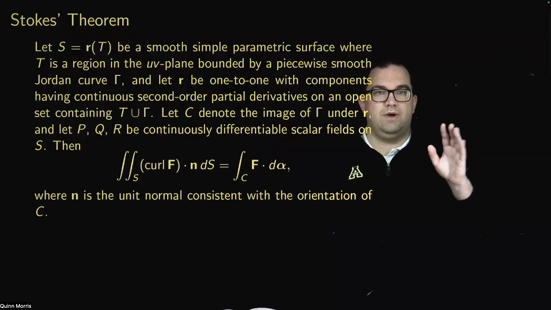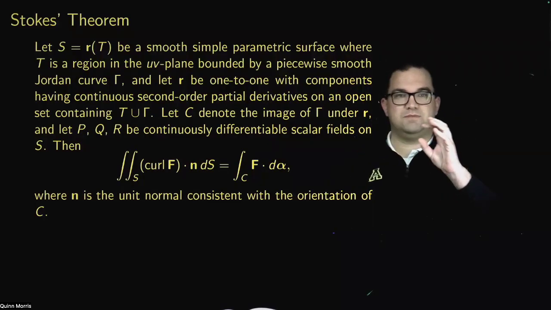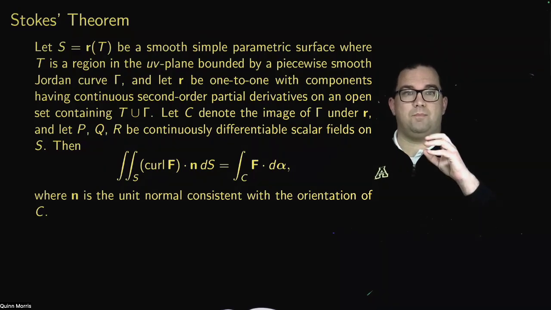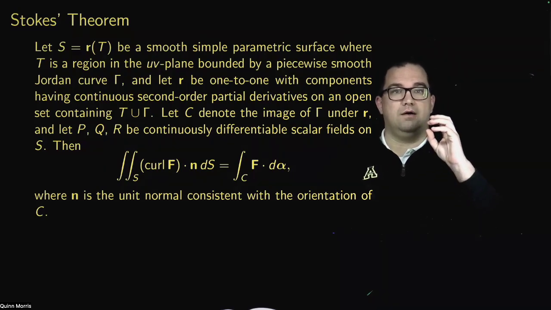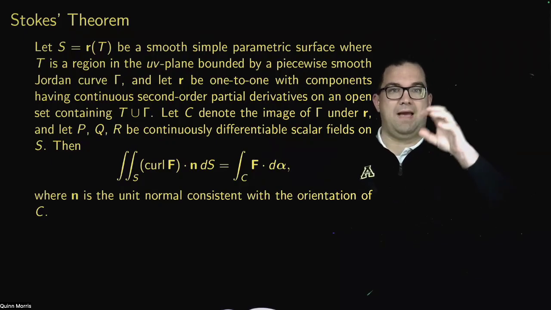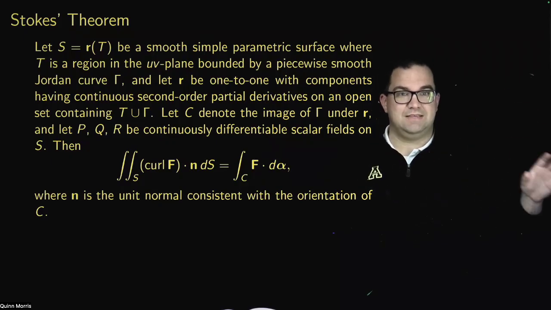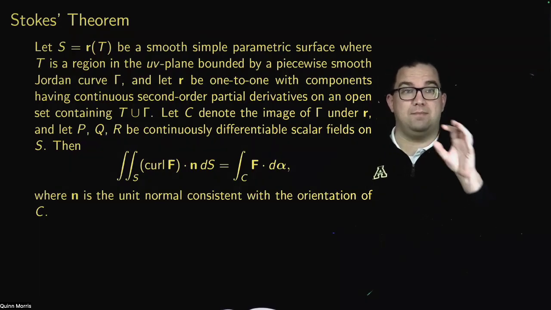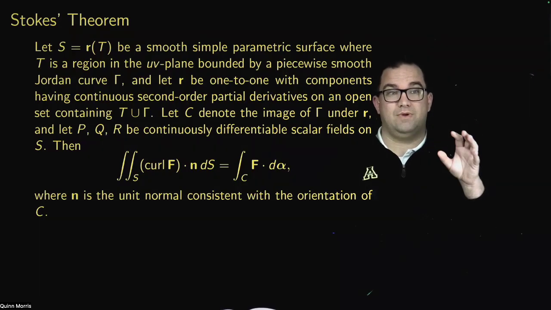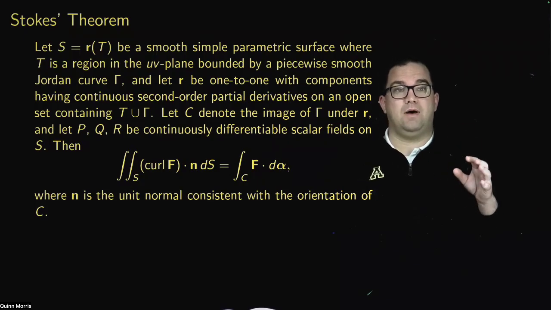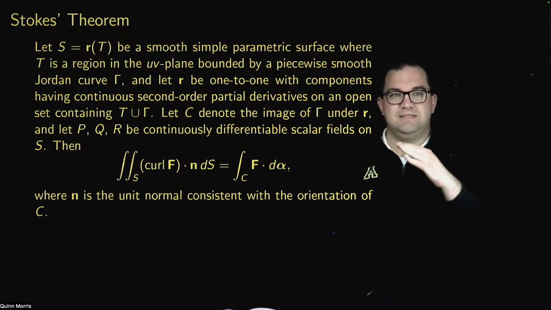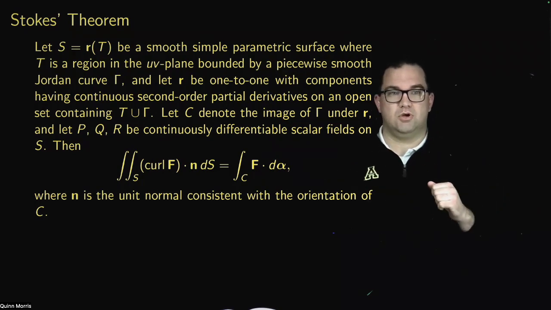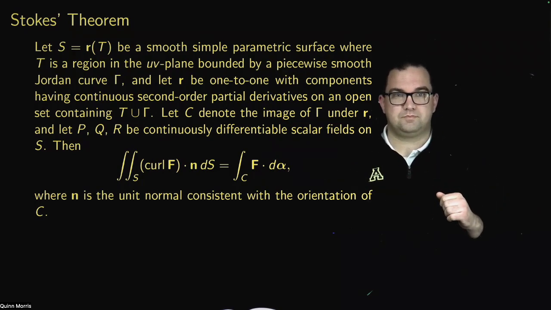Many of these deal with the fact that we have this parameterized surface, and so we want to be able to say some things about the parameterization r, which maps T to the surface S. We need to say some things about that region T in the parameter space, as well as its boundary, which we call capital gamma. So we need to have all of these conditions be satisfied. But under these nice conditions, we get Stokes' theorem as stated here.